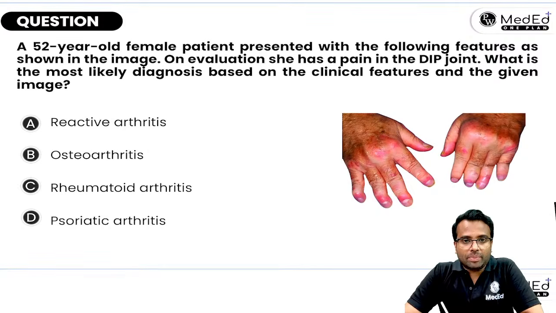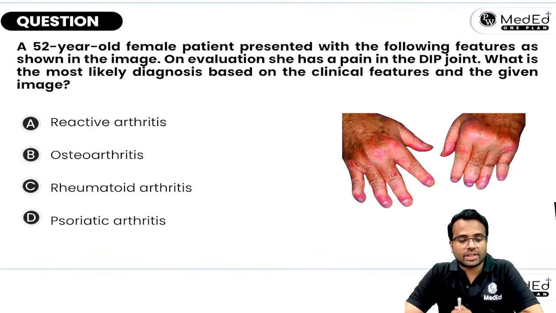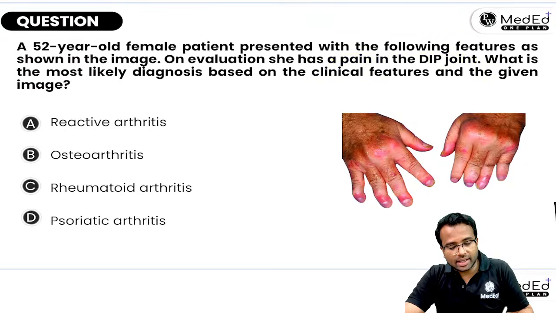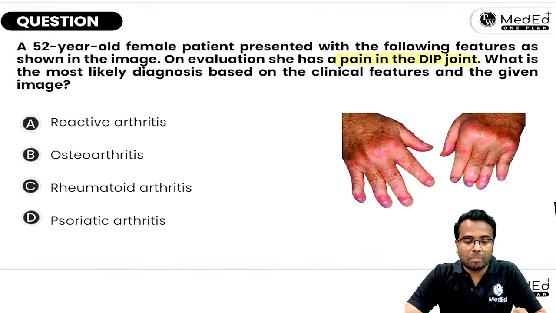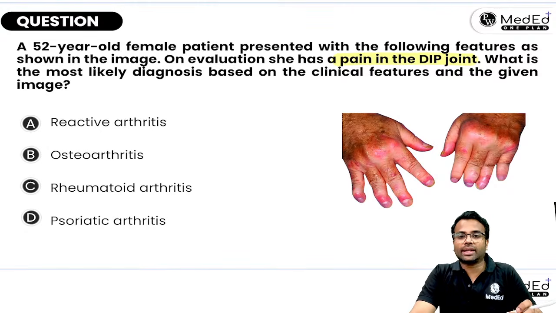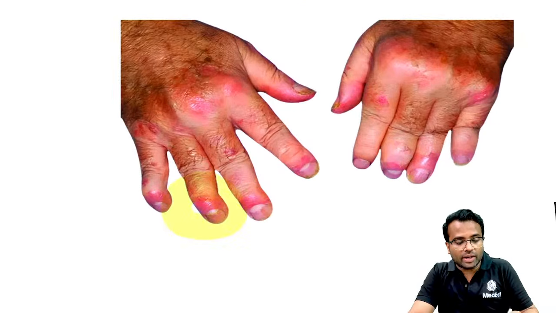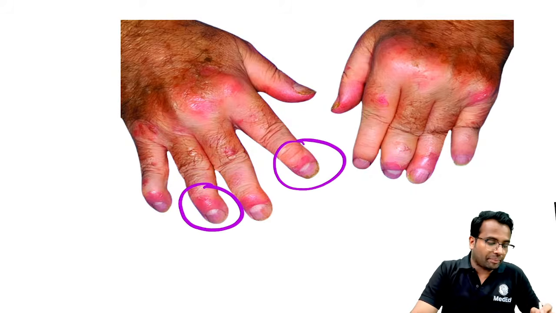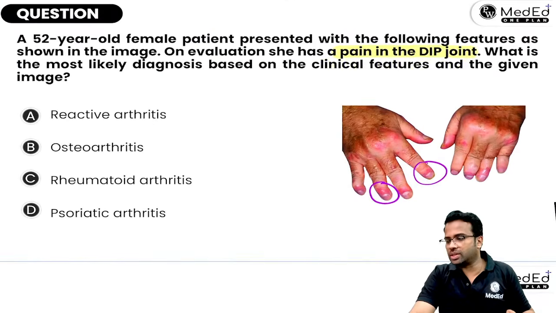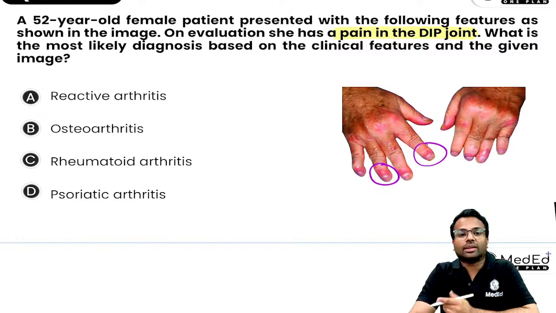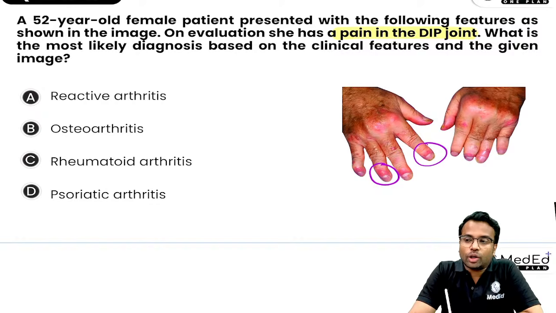A 52-year-old female presented with the following features as shown in the image. On evaluation, she has pain in the distal interphalangeal joint. What is the most likely diagnosis based on the clinical features and the given image? You can see that the DIP is inflamed as well, isn't it? So what is going to be the likely diagnosis? Is it reactive arthritis, osteoarthritis, rheumatoid arthritis, or psoriatic arthritis?